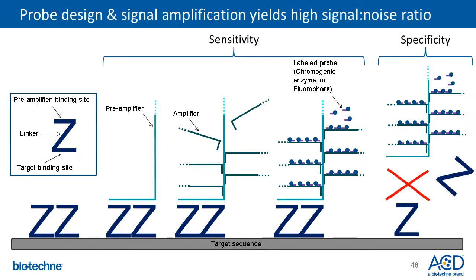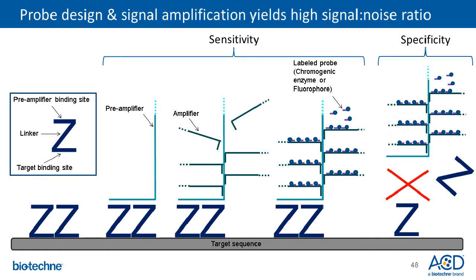In order to eliminate background, the signal is dependent on two Zs binding next to each other on the target sequence. If both Zs do not bind next to each other, then the preamplifier cannot form a stable hybridization and the amplification tree does not get built. Consequently, no amplification of non-specific hybridization occurs, generating little to no background signal.